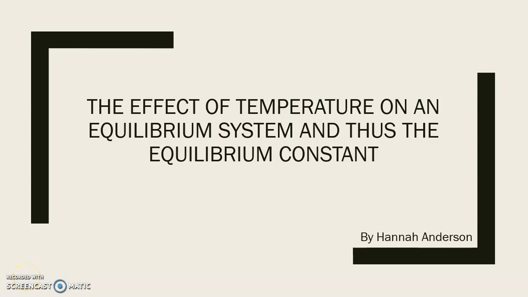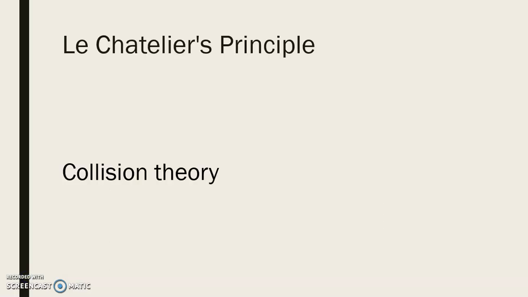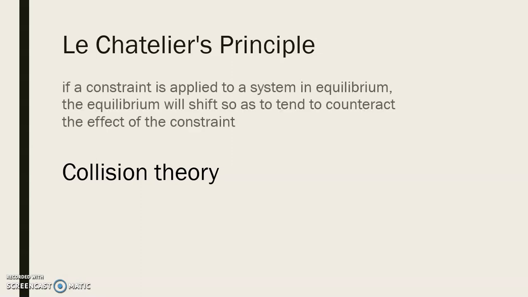Hello and welcome to an explanation of the effective temperature on an equilibrium system and thus the equilibrium constant. In order to determine the effective temperature on an equilibrium system, we must consider both Le Chatelier's principle and collision theory. Le Chatelier's principle states that if a constraint is applied to a system in equilibrium, the equilibrium will shift so as to tend to counteract the effect of the constraint.